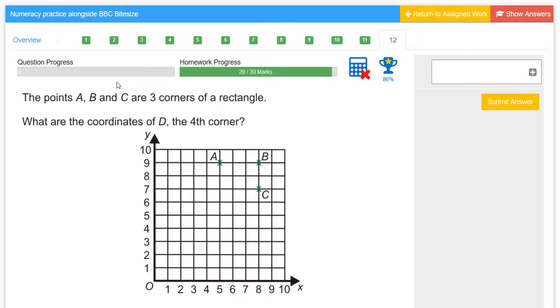And finally, number 12. Here I want to find the coordinates of the fourth corner. There's one here, and one here. Well, I reckon it's going to be here. So with coordinates, I do the horizontal, the x first, and then the y. So it should be 5 along and 7 up. But I need to write coordinates inside brackets. So first of all, open brackets, then 5, 7, and submit answer. And there we go.